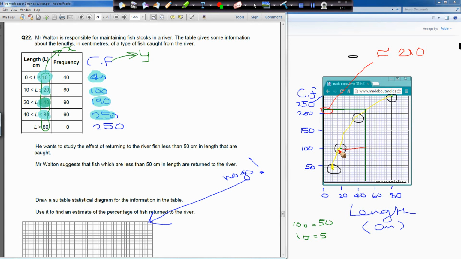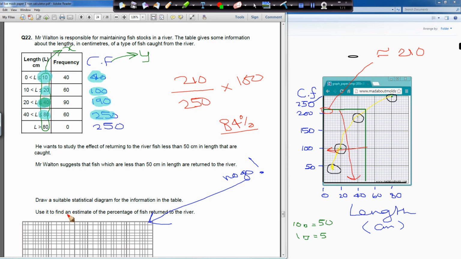Now what we can do, it says less than 50 centimeters. So all this data here corresponds to all this data over here. So we do the calculation: 210 fish are less than 50 centimeters. Divide that by the total number of fish that we have, which is 250, and then multiply that by 100 to work out what percentage that is, and that will cancel down and give us an answer of 84% as our final answer.